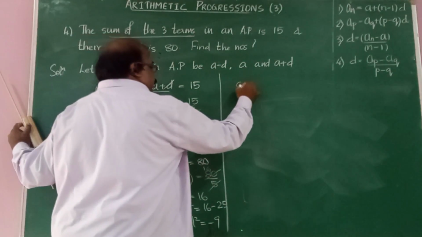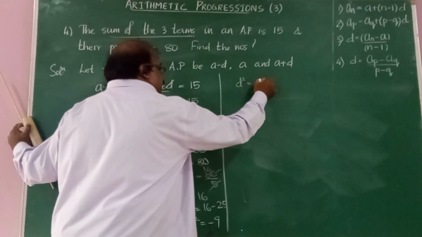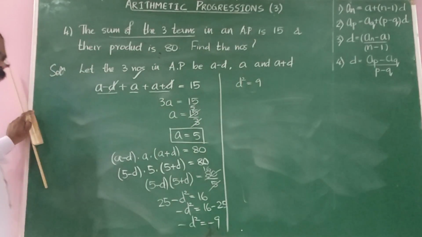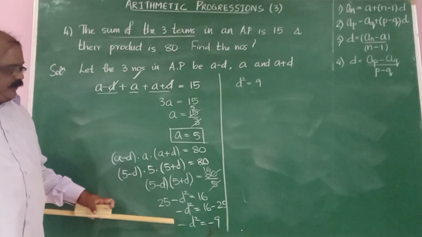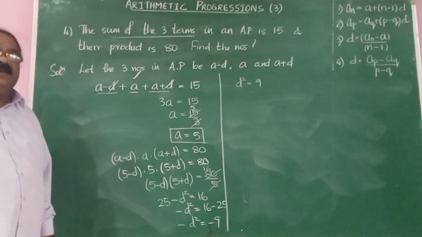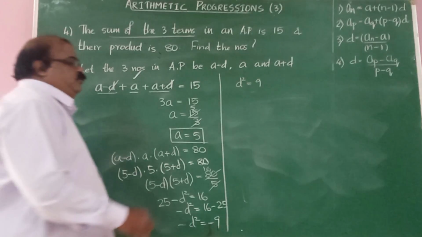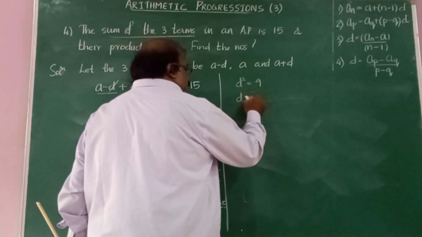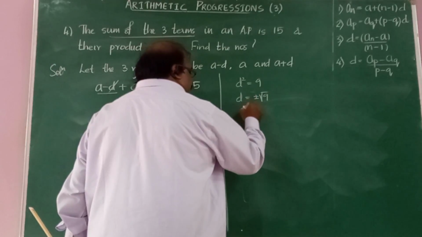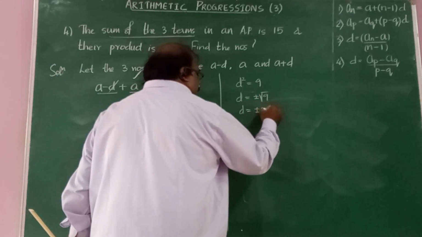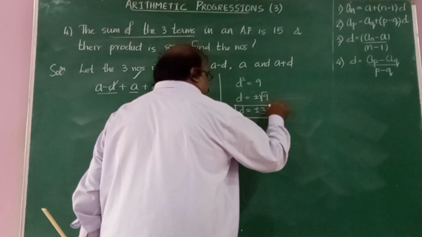So what is d square then? Change the sign on both sides. If I change the sign on the left, I also have to change the sign on the right. So you get d square is 9. So d is nothing but plus or minus square root of 9. So you get d as plus or minus 3.